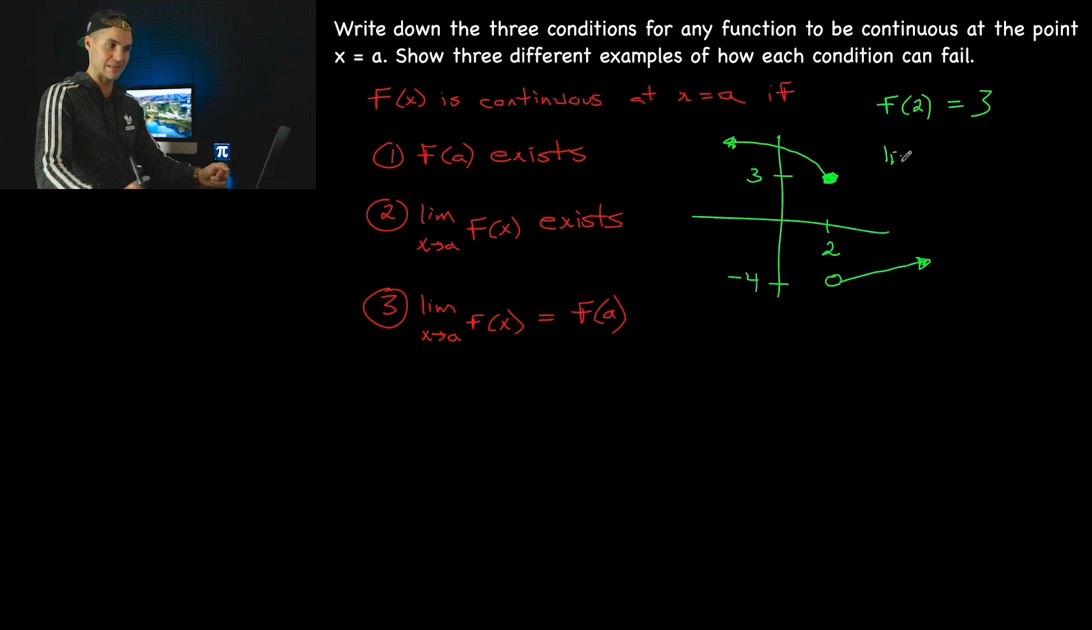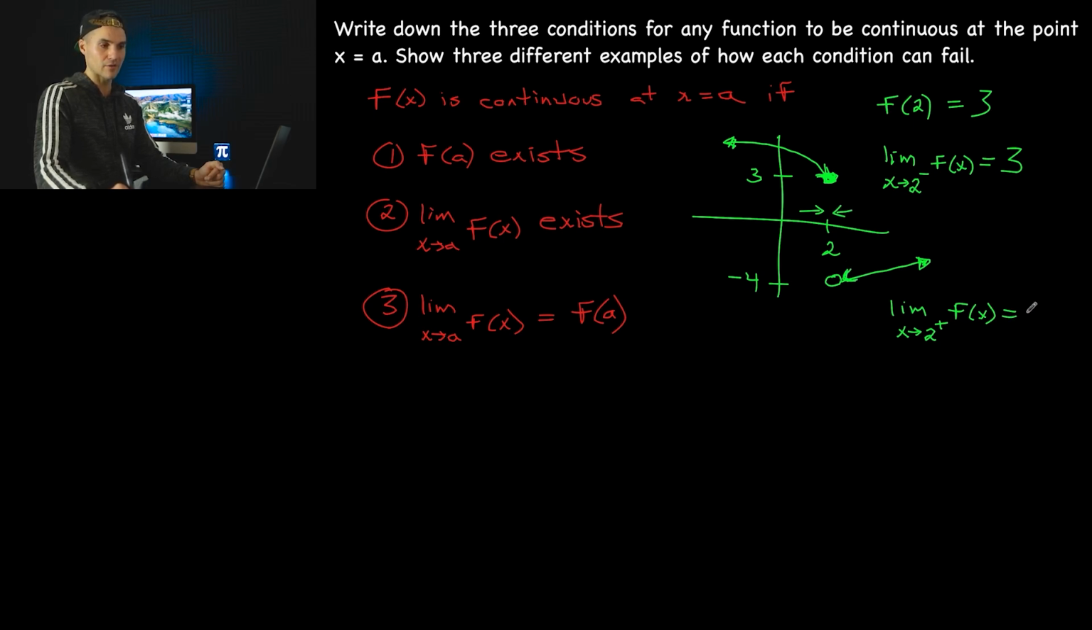So we could say that the limit as x approaches 2 from the negative side, or from the left side, notice that as we approach 2 from the negative side, on the function we are approaching this y value of 3. The limit as x approaches 2 from the positive side, or from the right side, notice that on the function we are approaching this y value of -4.